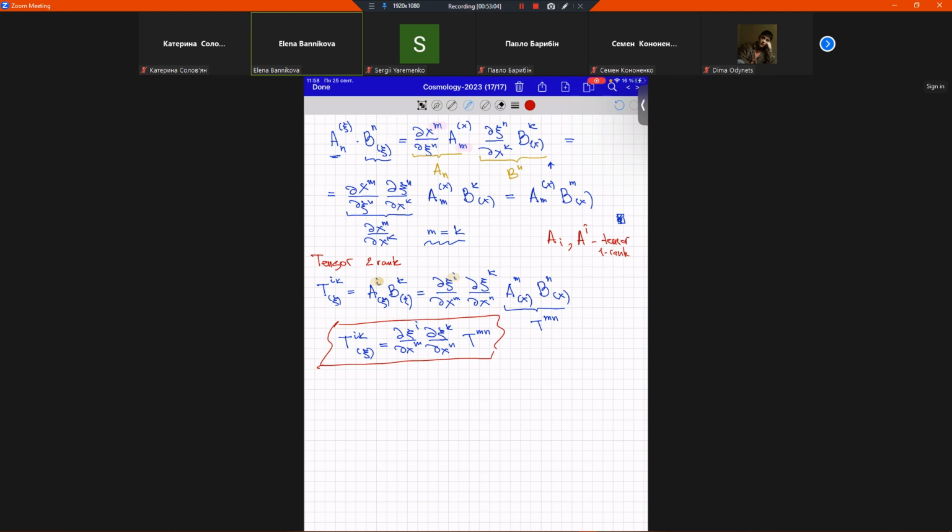So we obtain this object, and we can prove that if we consider the scalar value from this object, it will not change from one reference system to another, the same way we checked before. And this object is called a contravariant tensor of the second rank.